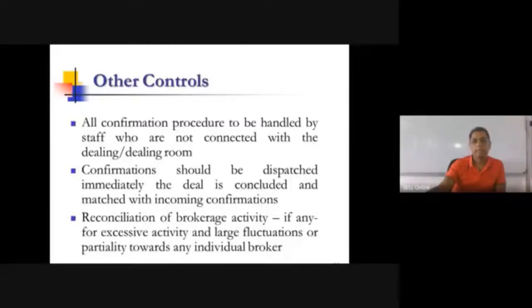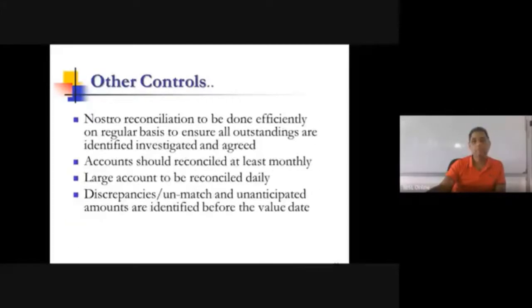Yeah, so other controls would be that the people who do the confirmations, etc., run independently. Reconciliation of brokerage activity also is done by the back office, not by the dealing room, so that we know we are not giving one broker more business than another. Even if that's the case, there have to be reasons given for that separately. Reconciliation balances are given to the front office by the back office. There are monthly reconciliations, and daily reconciliations based on the amount, and any discrepancies are raised to the front office.